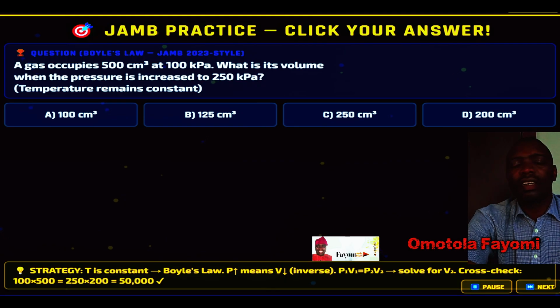Let's sense check. Pressure increased from 100 to 250. That's 2.5 times bigger. Volume should be 2.5 times smaller. 500 divided by 2.5 equals 200. Same answer. If you got that right, you are owning Boyle's law. If not, you now know exactly how to approach it. The pattern is always: identify the constant variable, choose the law, plug in, then solve.